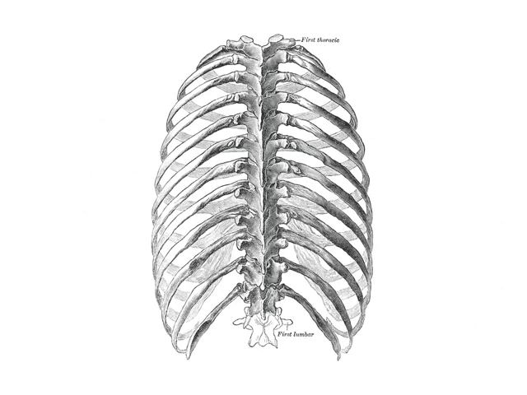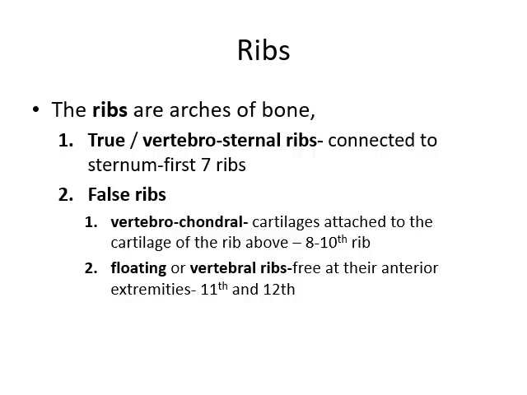Okay, so this is actually the posterior aspect of the thoracic cage. Here you can clearly see the 12 thoracic vertebrae which form the posterior boundary of the thoracic cage, and you can see that the ribs are coming and articulating with the thoracic vertebrae. Okay, so let us learn about the different components of the thoracic cage. First we will talk about ribs.